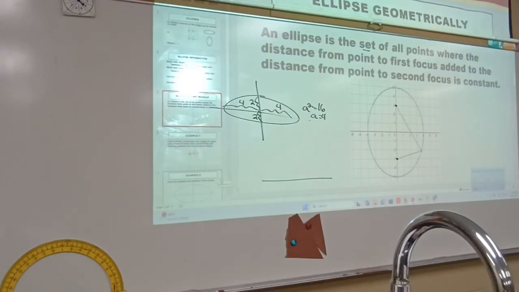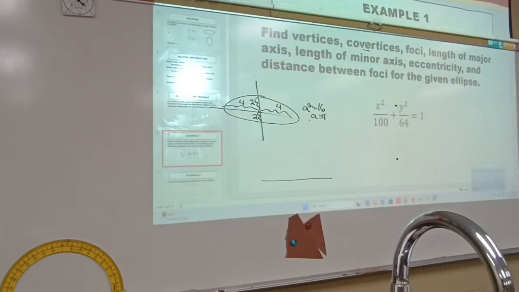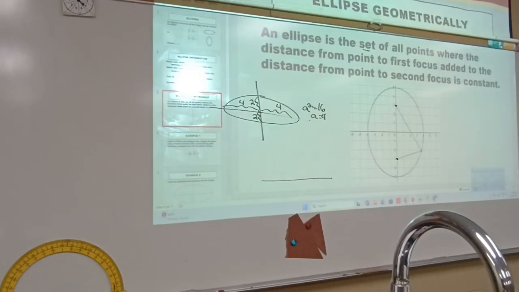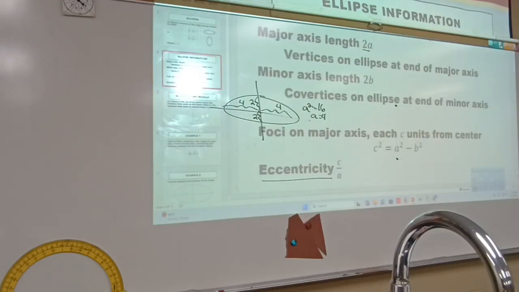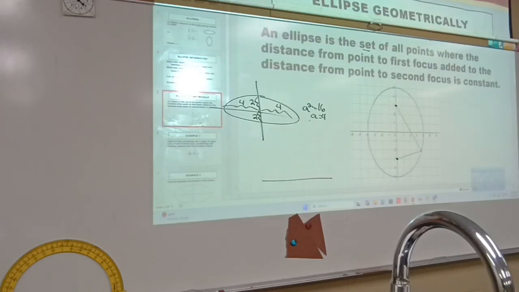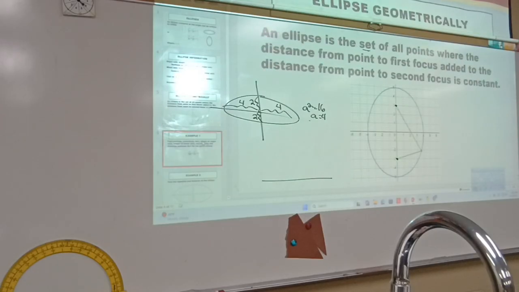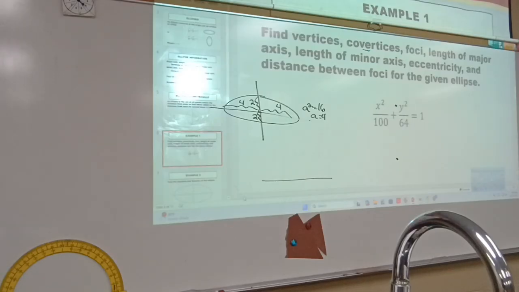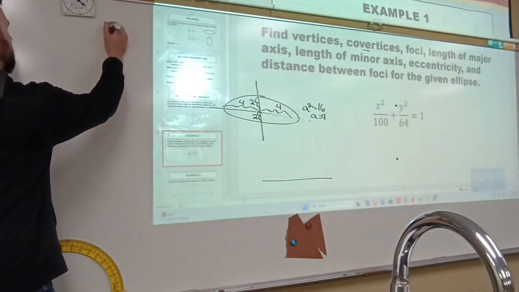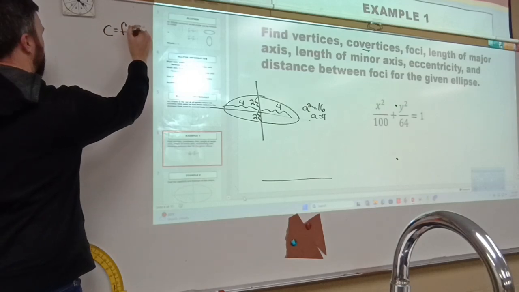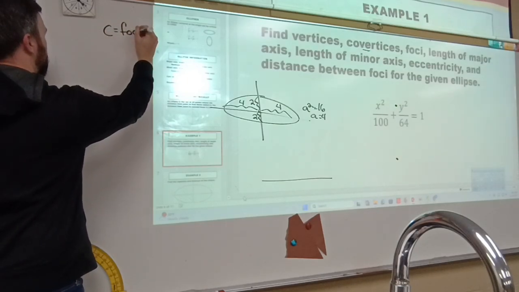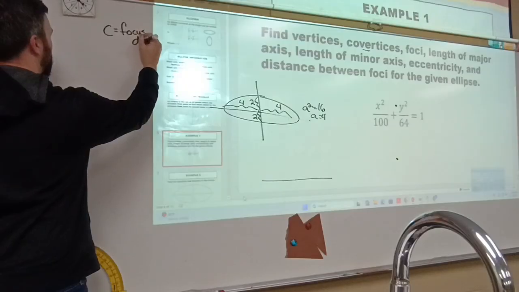How do you find a foci or focus? That's a good question. Your focus is C. They didn't say this anywhere. Well, that's great. I'll go over it with this example. Your focus is found with C. C is how far away from the center your focus is. So C is your focus distance from 0, we'll call it.